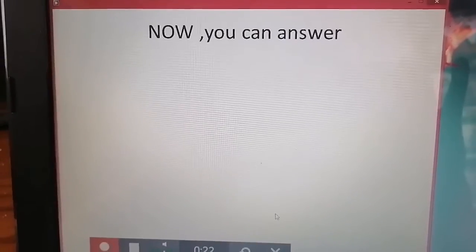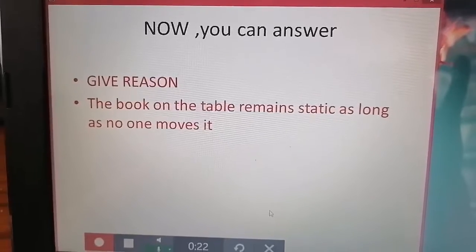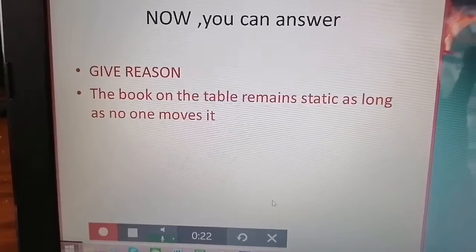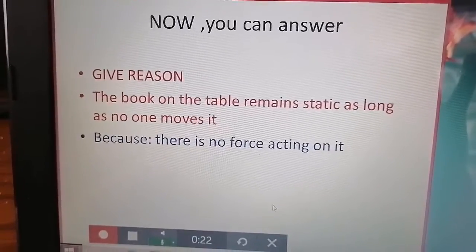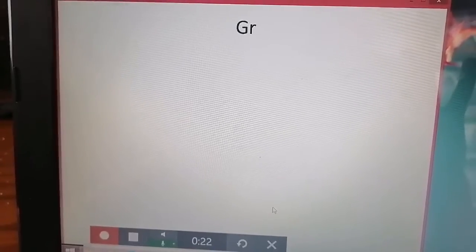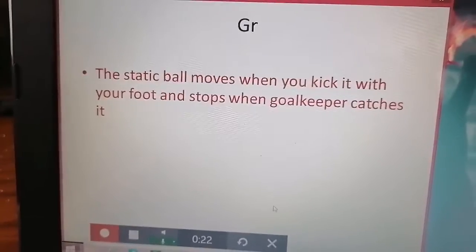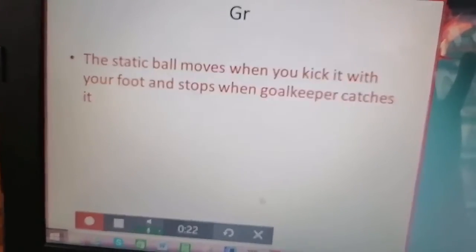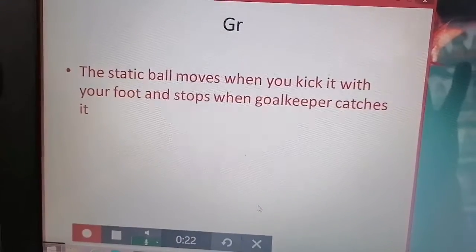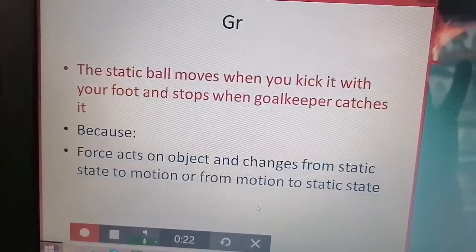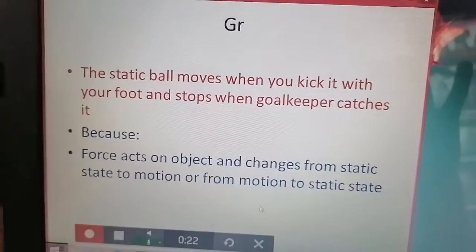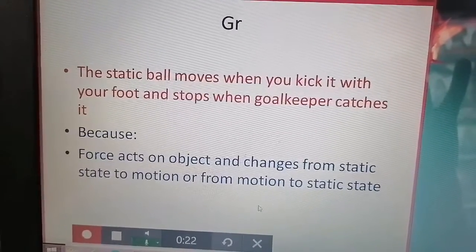Now you can answer, give reason. The book on the table remains static as long as no one moves it, because there is no force acting on it. Another one, the static ball moves when you kick it with your foot and stops when the goalkeeper catches it. Yes, because force acts on an object and it changes it from static state to motion state or from motion state to static state.